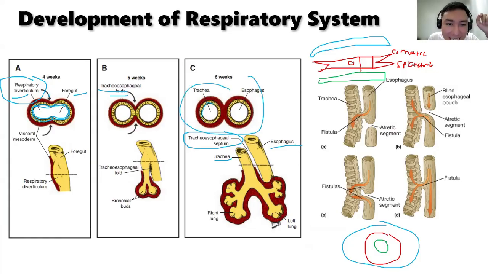So, yung trachea, may sarili siyang endoderm. Yung esophagus, mayroon na siyang sariling endoderm as well. Okay? So yung trachea, it will form yung ating lung buds. Ayan. So, and then it will form your alveoli. So, forming your lungs. So, there.